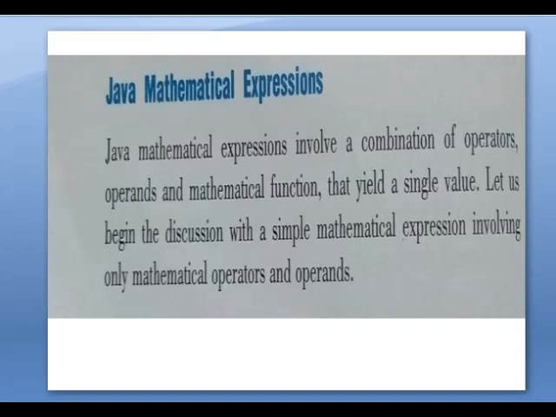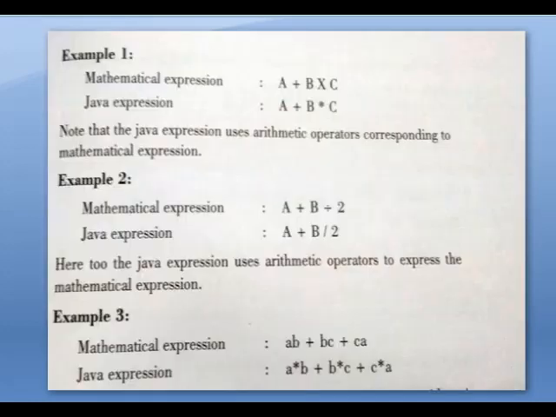The first example is to write the mathematical expression a plus b into c. So in Java we will write (a + b) * c, this asterisk mark we have to use. Next example is the mathematical expression a plus b divided by 2. So the Java expression is, for division you have to use the slash, that is (a + b) / 2. The next one is the mathematical expression ab plus bc plus ca. In mathematics it is okay, but in Java you have to write a * b + b * c + c * a.